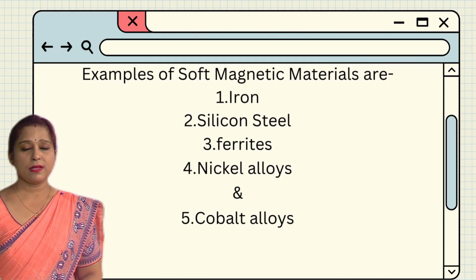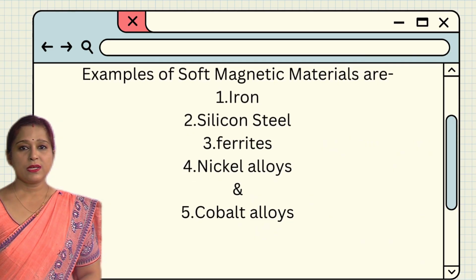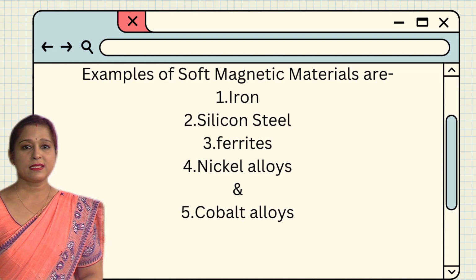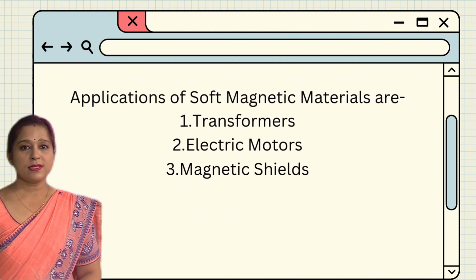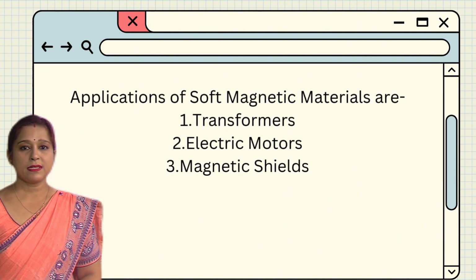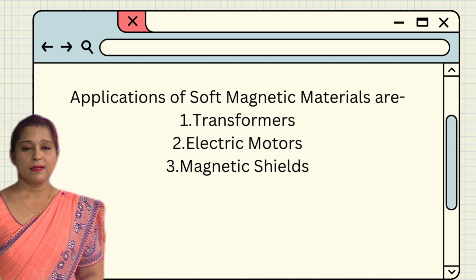Examples of soft magnetic materials are iron, silicon steel, ferrites, and nickel cobalt alloys. Soft magnetic materials are used in transformers, electric motors, magnetic shielding, MRI, etc.